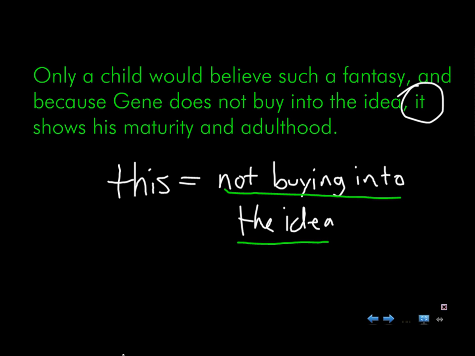Tim. He. That's an easy fix, yep. He shows his maturity and adulthood. That works. Any other ideas? Emily? But now you have passive voice. His maturity is shown. Is shown would be passive. Morgan?